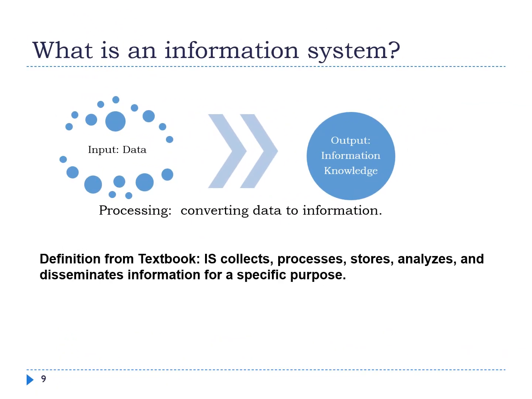Now let's take a look at the definition of information systems from our textbook, which is information systems collects, processes, stores, analyzes, and disseminates information for a specific purpose. The specific purpose can be predict readmission risk from my previous example.